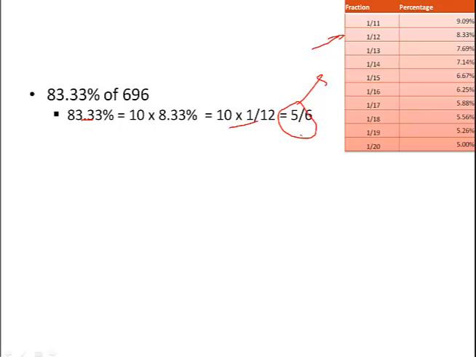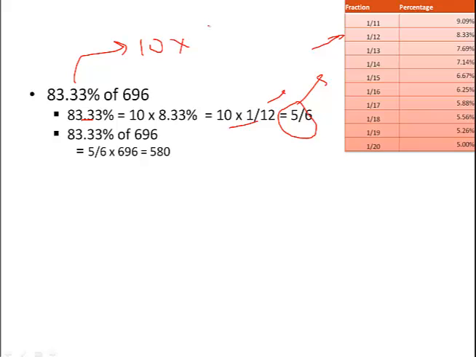Now with 5 by 6, I will simply multiply 5 by 6 with 696, and I will get the answer. Again, in the exam, you need not write all these things. I will just talk about how you will think in the exam. In the exam, I will see 83.3 is somewhere near to the 1 by 12 thing. So 10 into 1 by 12. Okay, this much I will write, and this is nothing but 5 by 6.